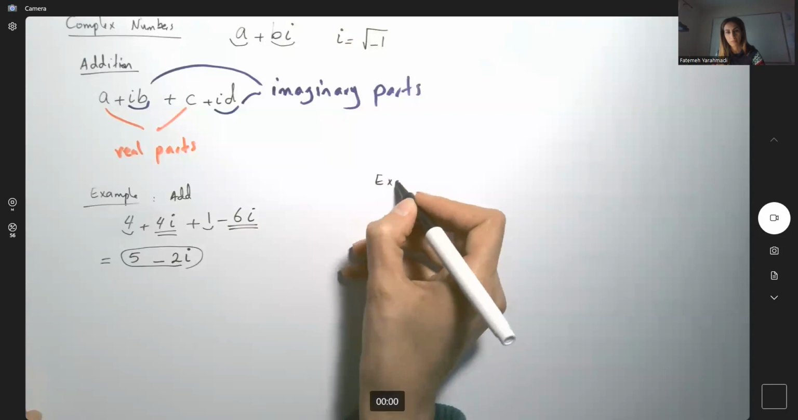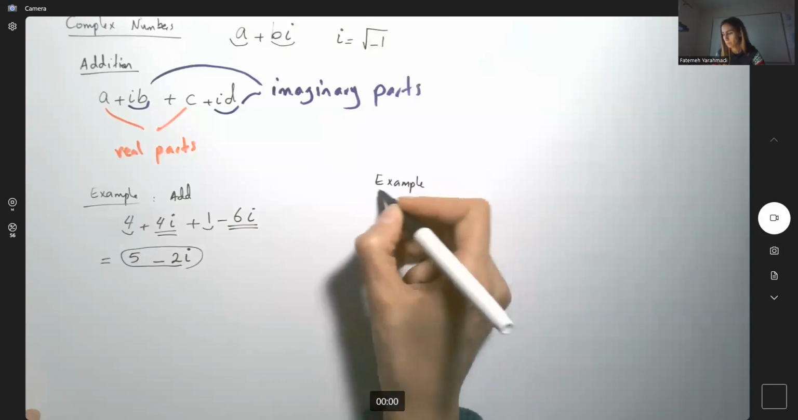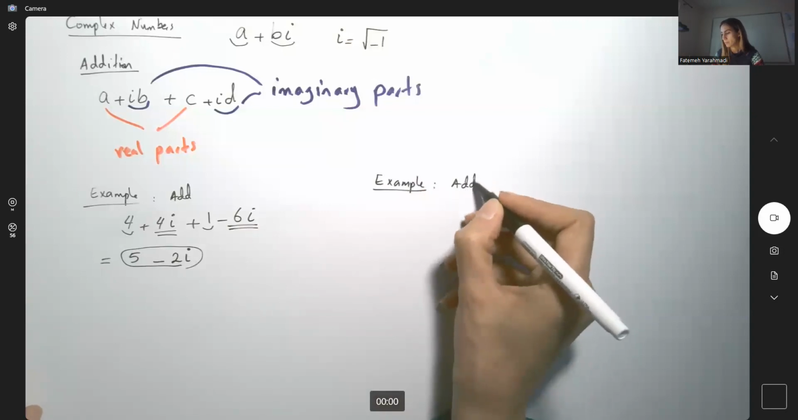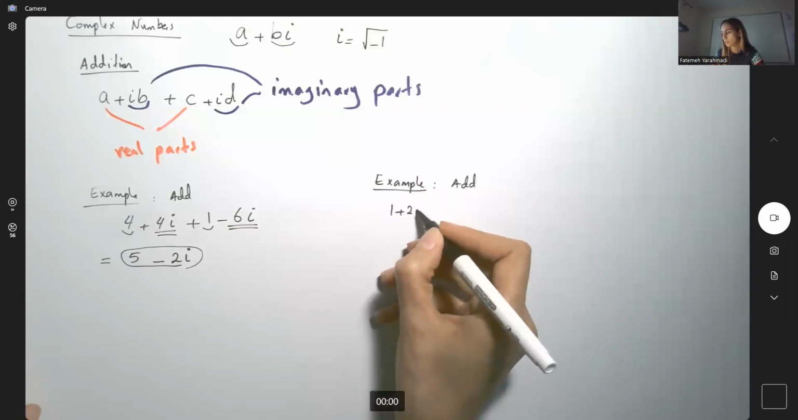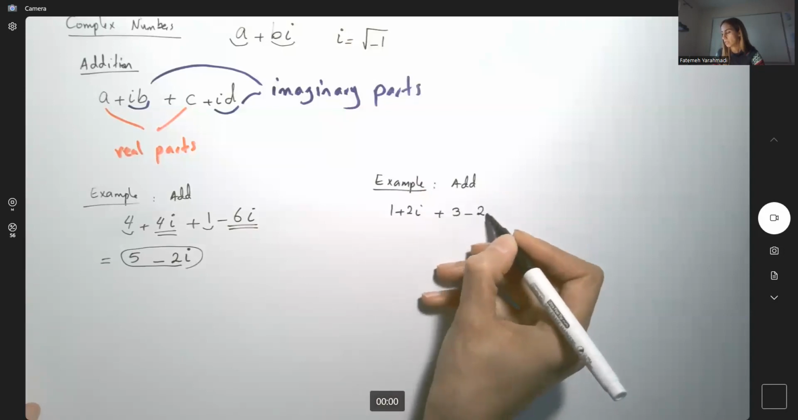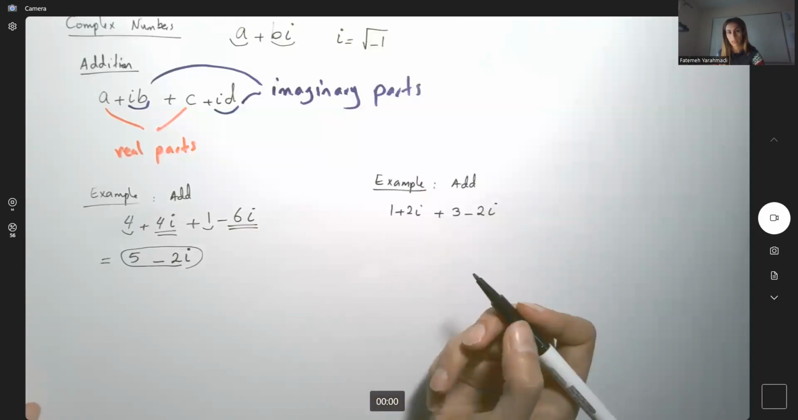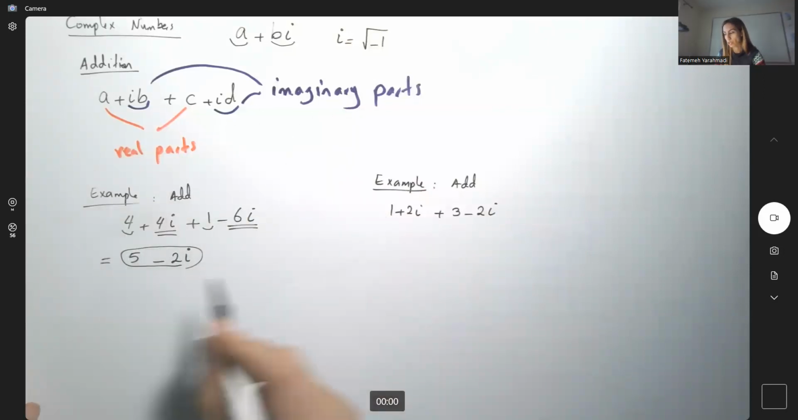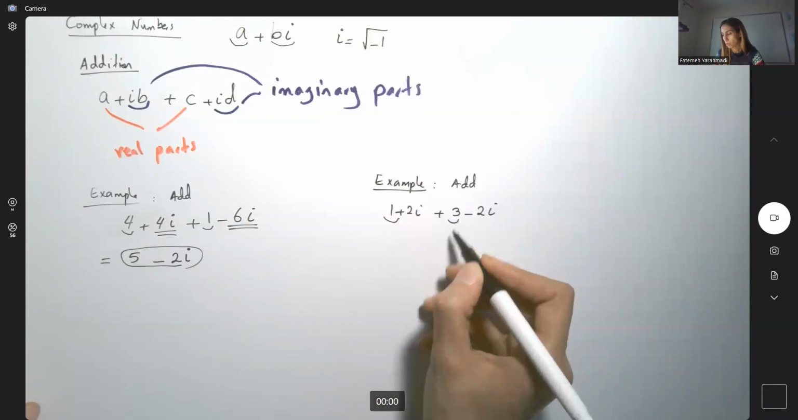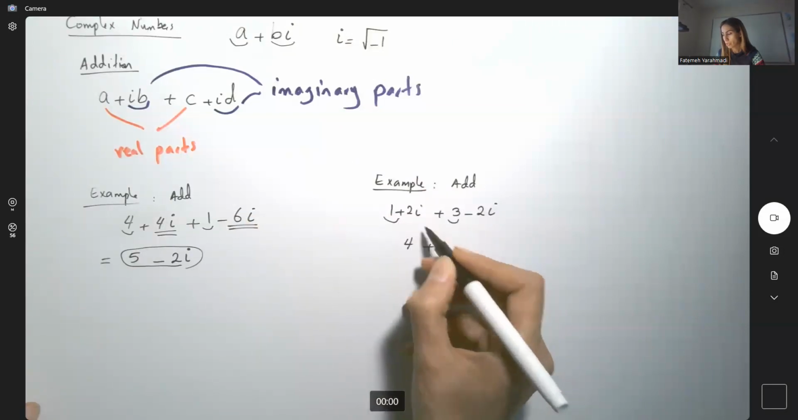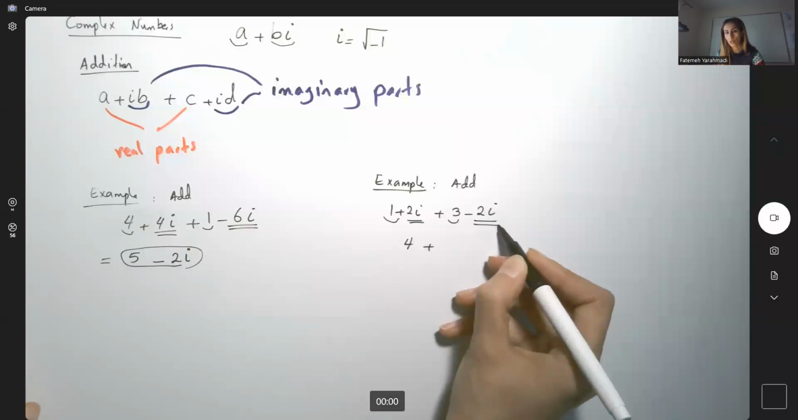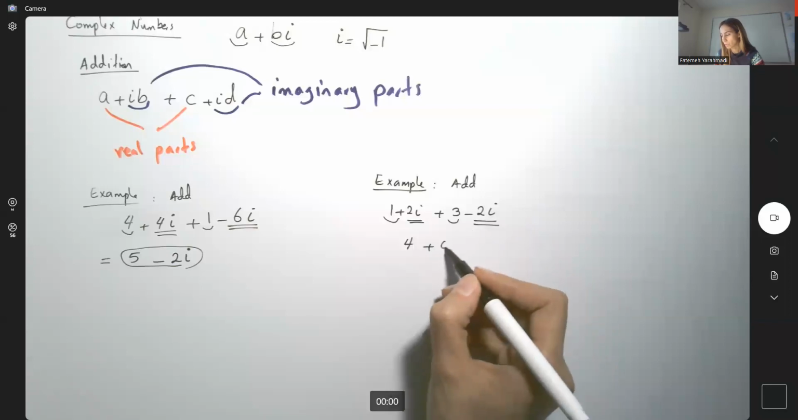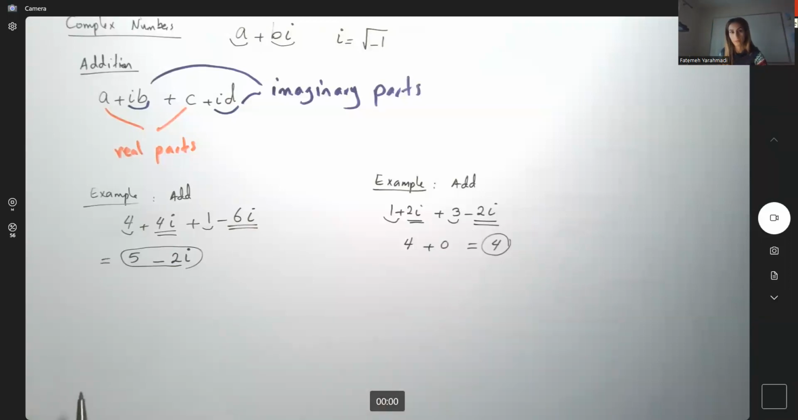Another example. Suppose I ask you to add the following. Add 1 plus 2i and 3 minus 2i. So again, we are adding the real parts together. We are adding the imaginary parts together. So 1 plus 3, which is 4, plus 2i minus 2i, it disappears, am I right? It becomes 0, plus 0, or 4.